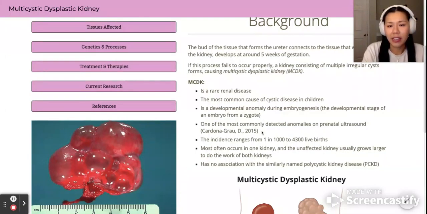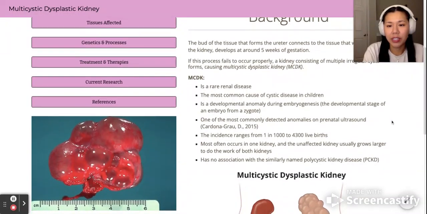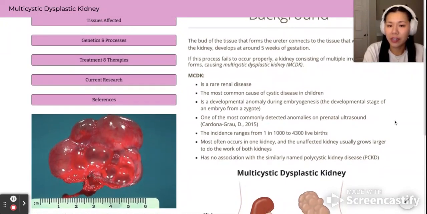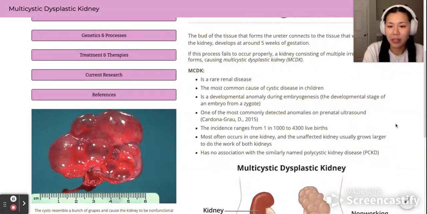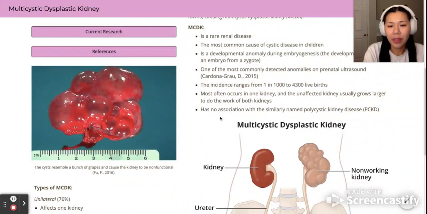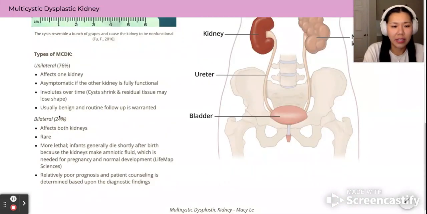So MCDK is a rare renal disease that is also the most common cause of cystic disease in children. It is a developmental anomaly during embryogenesis, which is the developmental stage of an embryo from a zygote. It is one of the most commonly detected anomalies on a prenatal ultrasound. And there are two types here, unilateral and bilateral.